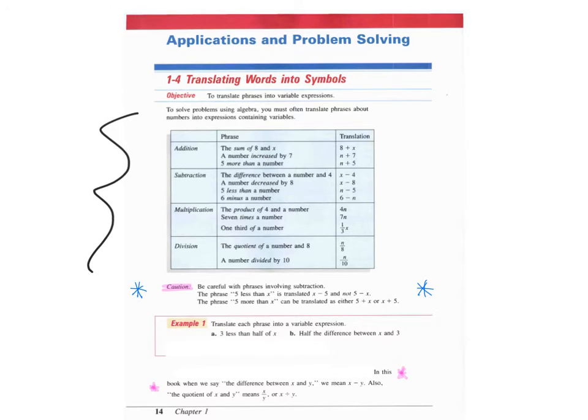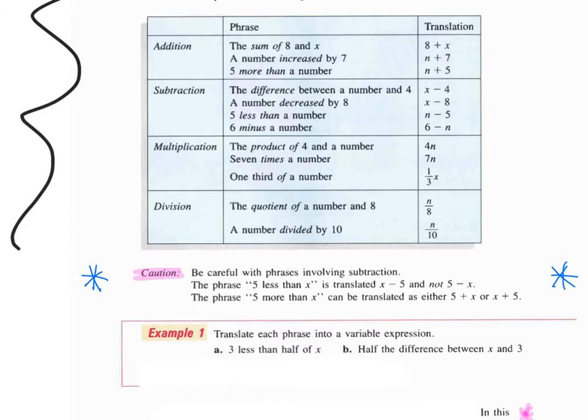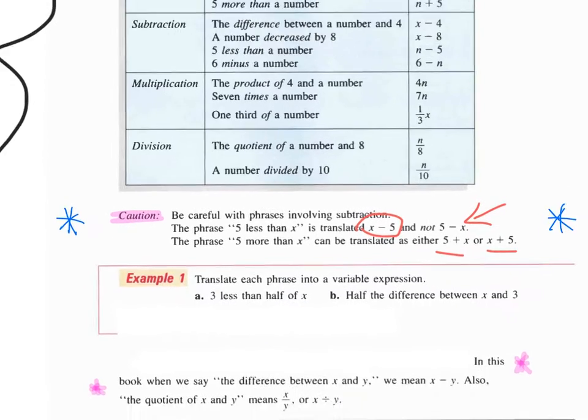So in this little caution box here, where it says to be careful when it's subtraction, the order matters. So when you see the phrase 5 less than x, it means x minus 5, not 5 minus x. However, when you see 5 more than x, it can go either way. You could either translate it as 5 plus x or x plus 5. So now we're going to try our first example.